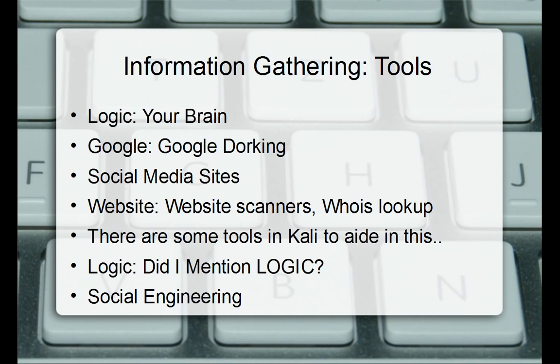Also, do a Whois lookup on their domain name, right? So if they have acmeinc.com, just do a Whois search on the domain. You can do that right in Kali Linux, right in the terminal, or you can do it via another web page like a lookup or something like that. See who it's registered to.